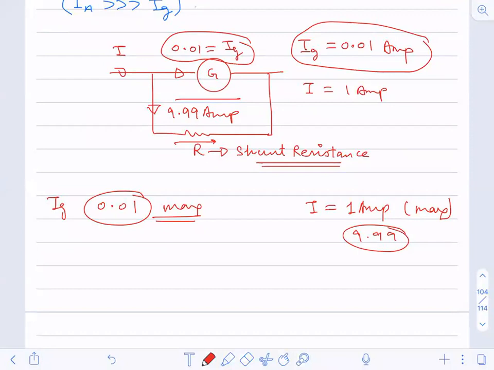Now suppose you don't wish to give 1 ampere, but only 0.5, though 1 ampere is the maximum value. Then a current less than 0.01 will go through the galvanometer, and a current less than 9.99 will go through the shunt. We will do all those calculations. So what you are trying to do is, instead of 0.01 being the maximum current, you get full deflection at 1 ampere. Understood?